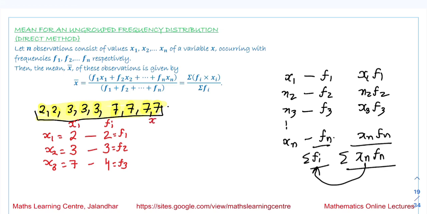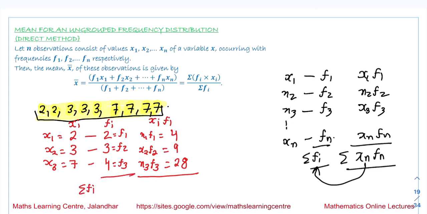Now we have to calculate xi into fi. The first value is x1 f1, so it is 4. Next is x2 f2, it is 9. Next is x3 f3, it is 28. Now we have to calculate sigma fi. Sigma fi means f1 plus f2 plus f3. So the answer we get is 9.